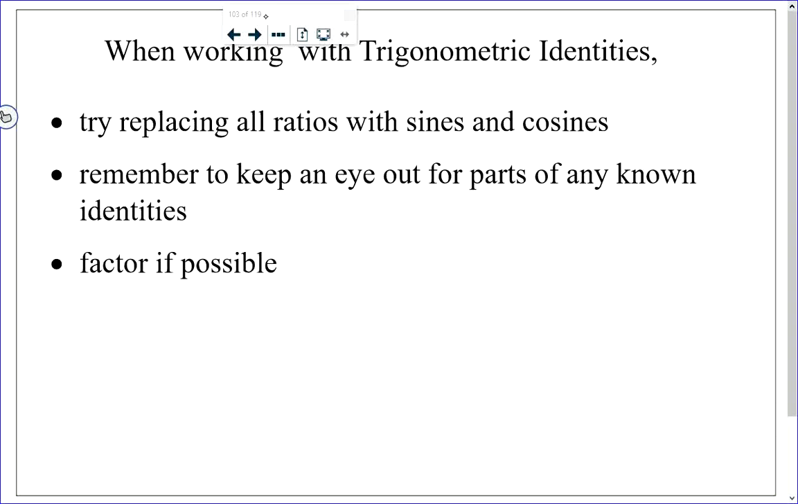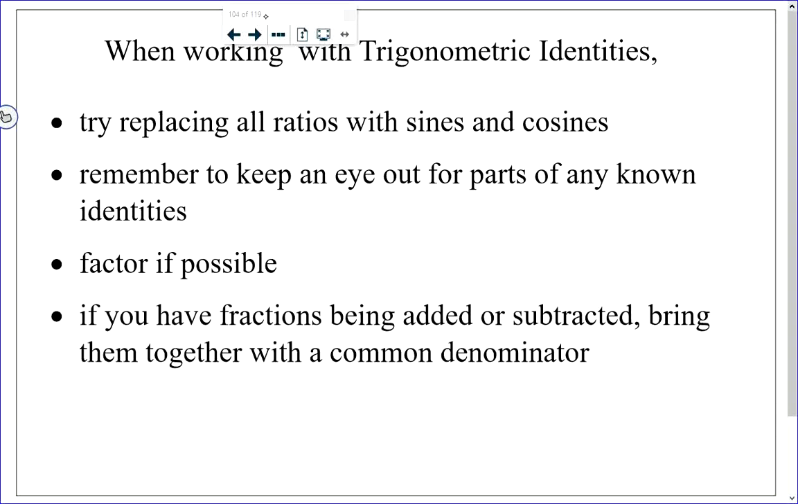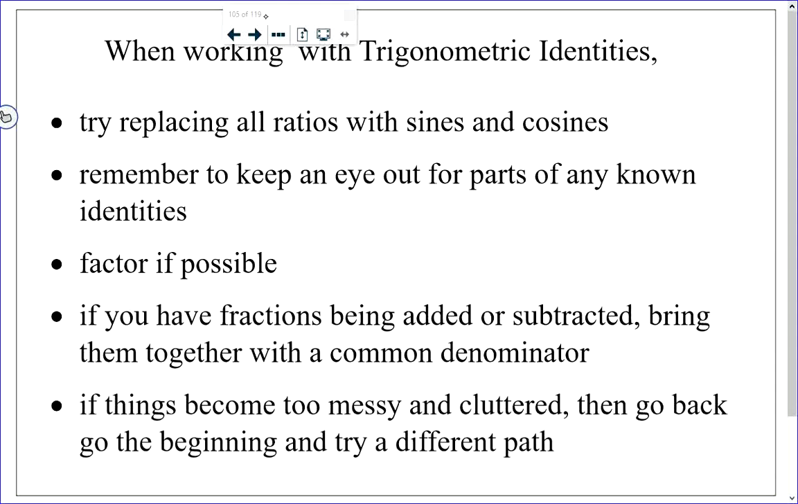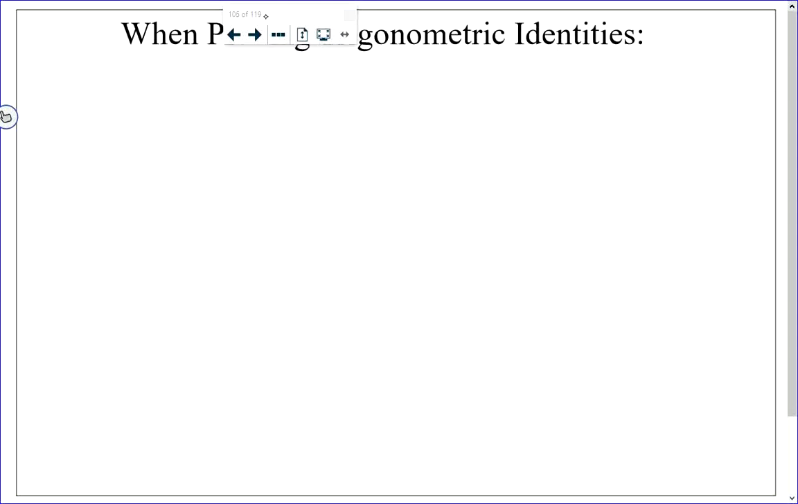Factor if possible. If you have fractions being added or subtracted, bring them together by finding a common denominator and adding or subtracting them. And this is maybe the best piece of advice. Whatever you're doing, if things become too dark and too confusing, then go back and try a different path. And everything you're looking at on the screen is a list of strategies for simplifying trigonometric expressions or rewriting trigonometric expressions.